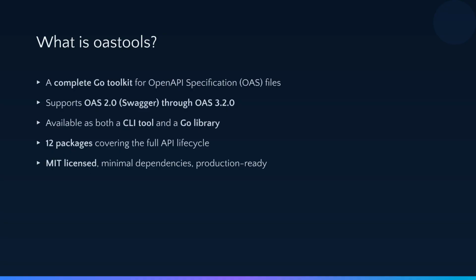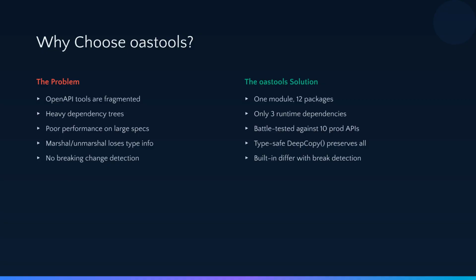What is OAS Tools? OAS Tools is different from most OpenAPI tools in the Go ecosystem. It's not just a validator or just a code generator. It's a complete toolchain. You get parsing, validation, fixing, conversion, diffing, joining, overlays, HTTP validation, code generation, programmatic building, and document traversal, all in one cohesive Go module. And it does this with just 3 runtime dependencies: a YAML parser, Go's x/tools for code generation, and Go's x/text for title casing. So why choose OAS Tools?